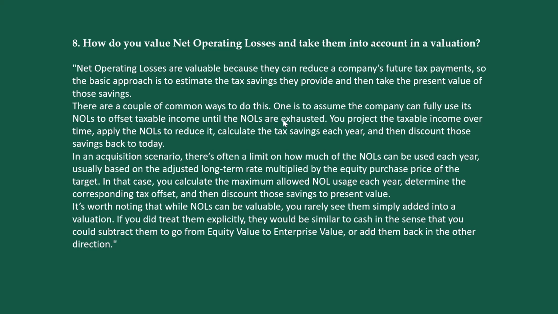The second one is the acquisition or usage-limited scenario. In merger and acquisition scenarios, tax rules often limit the amount of net operating losses that can be used in any given year. A typical approach is to calculate the maximum allowable net operating loss utilization based on the adjusted long-term rate multiplied by the equity purchase price of the target. You then apply that limit when determining the annual tax saving.